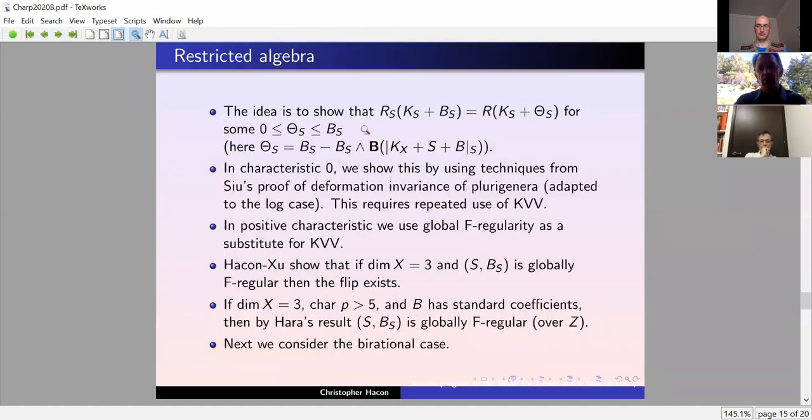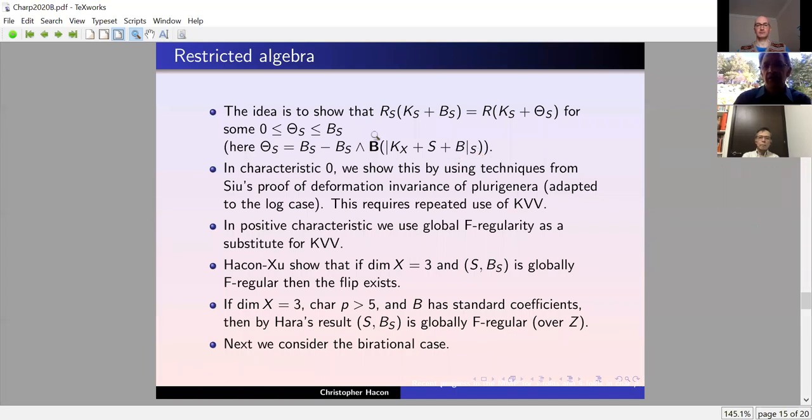Okay, so for those of you familiar with BCHM, what actually happens is that the map is not surjective. It's easy to see that it cannot be surjective. Essentially, the problem is given by components of the boundary, in general by non-canonical centers, which are actually contained in the stable base locus of the linear series on the ambient variety.